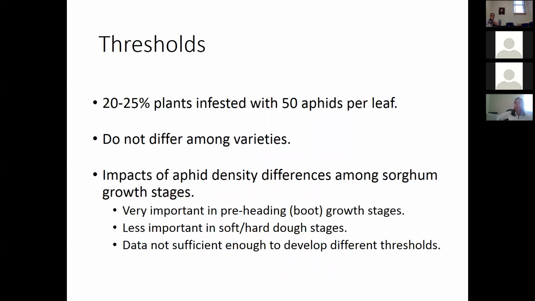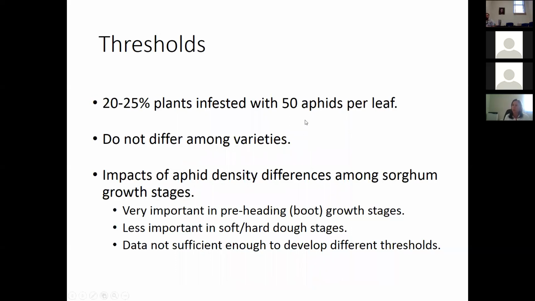So thresholds. Over the past couple of years, there's been a lot of work looking at the number of aphids that causes economic loss and yield reductions in sorghum. And the number that people have generally settled on is somewhere around 125 to 135 aphids per plant will cause economic loss. Based on this and the fact that you can have patchy distributions of aphids through the field, the threshold that's been developed is if you see 20 to 25% of your plants infested with 50 aphids per leaf, then an insecticide spray is justified.